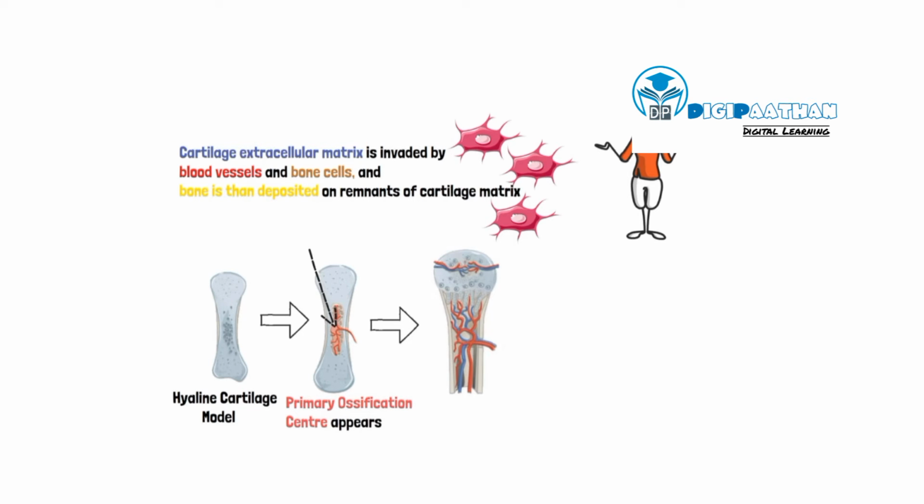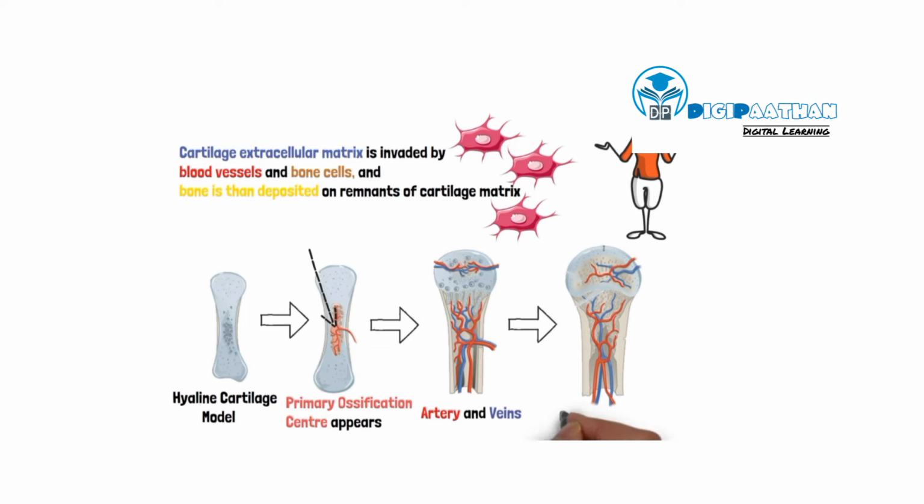Eventually blood vessels are going to invade. The osteoblasts, the osteoclasts, and the bone marrow cells are going to come in and eventually ossify to form the bone. And over here we have a complete compact bone.